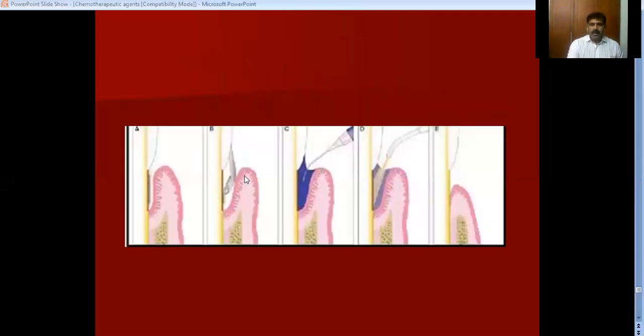Now, if you have a periodontal pocket, first you have to do a debridement, scaling or root planing, curettage, everything can be done. Then you inject this dye within the periodontal pocket. What happens is, whatever microorganisms are present in this pocket will take up this dye. Then you apply light, probably a laser light, and this laser light will activate the dye. It will cause the release of reactive oxygen species and will kill the bacteria and cause reduction of the pocket.